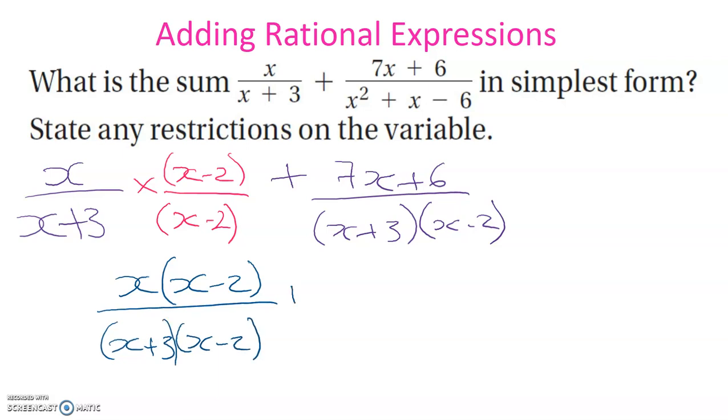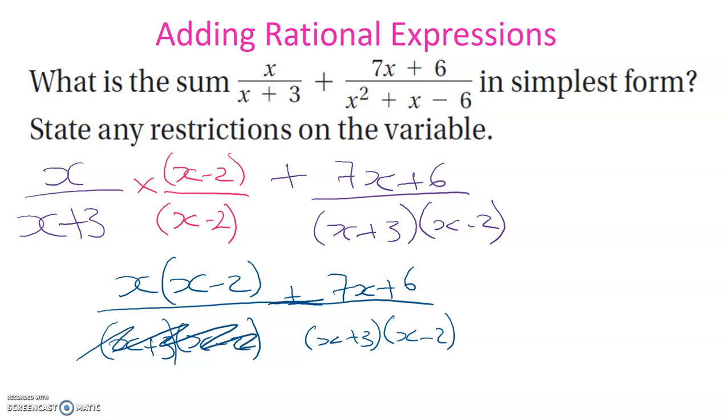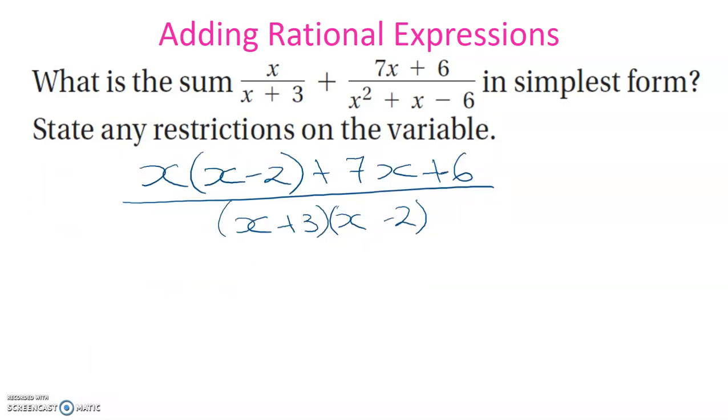Now I haven't changed the other side at all, but as soon as you have both denominators the same, as you can see they are here, we no longer have to write them twice. We can just write it as one rational expression with one denominator. Okay, so now that we've done that, we're going to expand this bracket because we don't want that there.